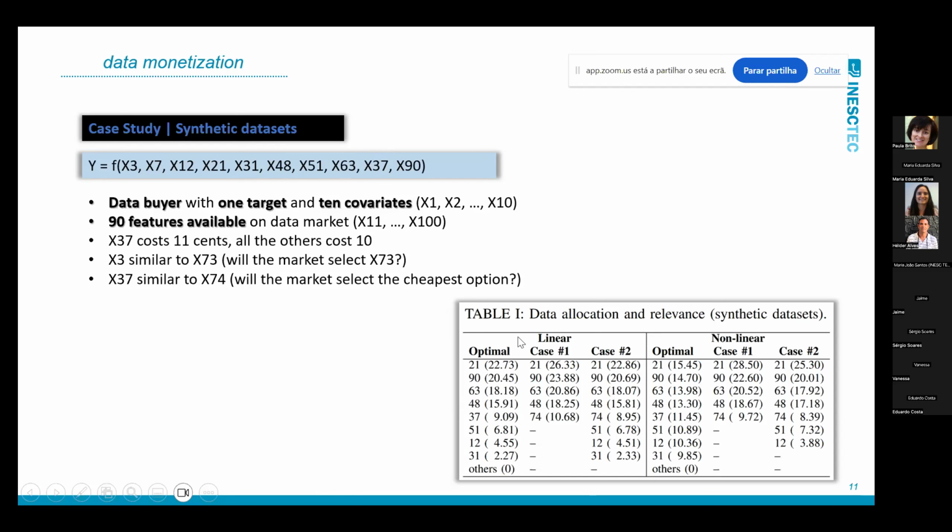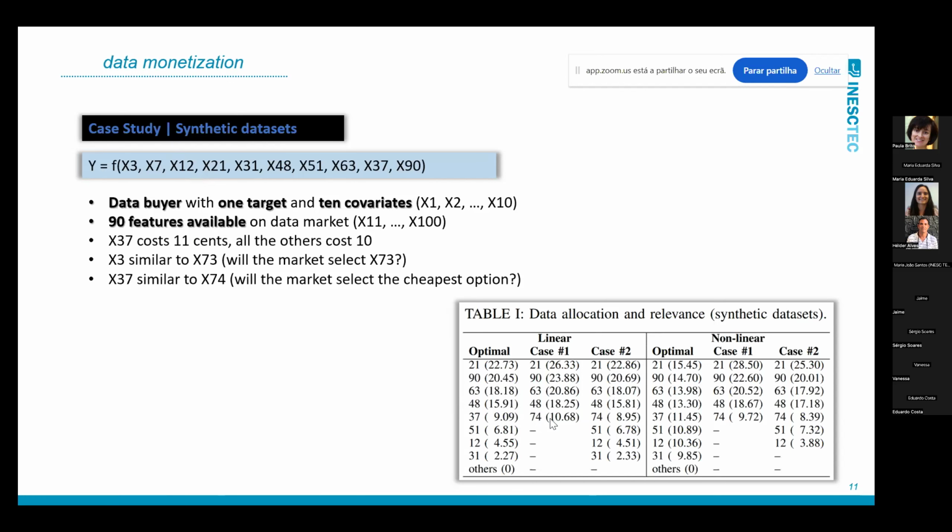We have to fix the bid for the buyer. We considered two cases. The case one is the buyer bid is 50, but each feature costs 10. Meaning that if we have 8 relevant features from the others in the market, the optimal model costs 80. This means that if he bids 50, there is not enough budget to buy all the relevant features.